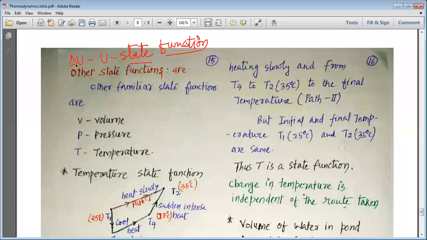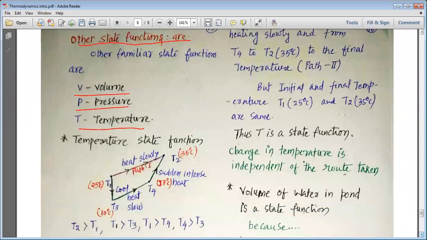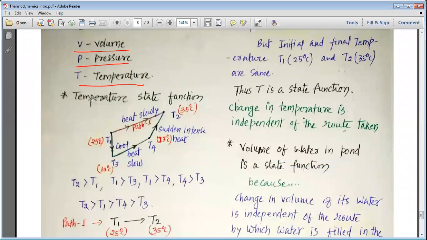The change in internal energy, if the change in temperature is the same, the change in internal energy will also remain the same. Now, my dear students, let us study the other state functions. The other state functions are volume, pressure, and temperature. Let us understand how the other state functions are the same.